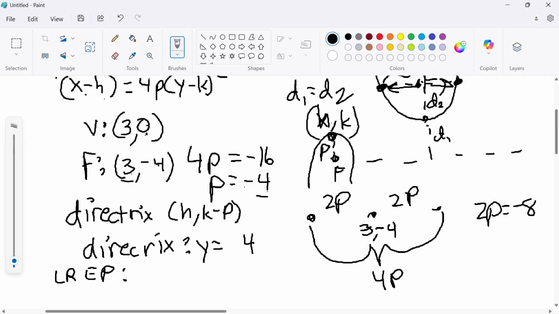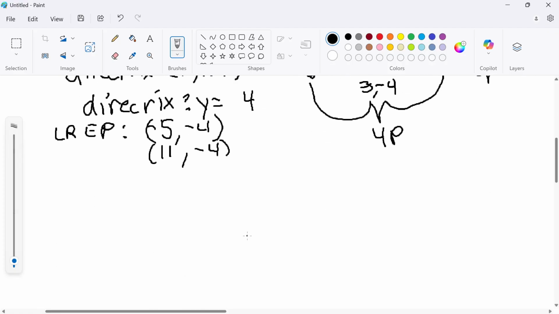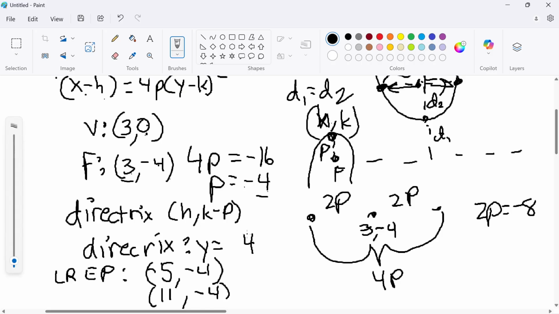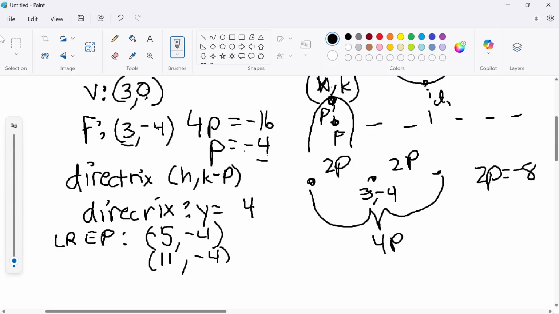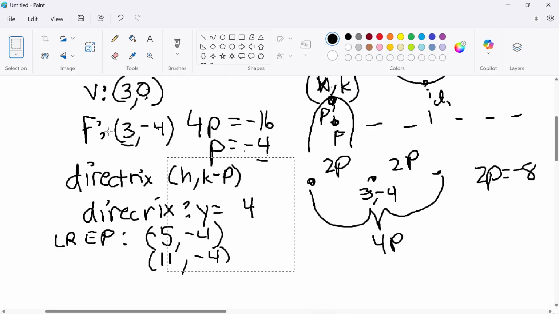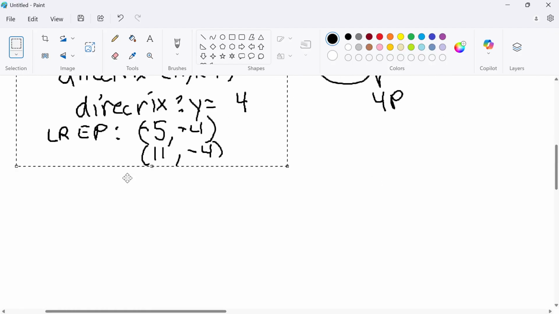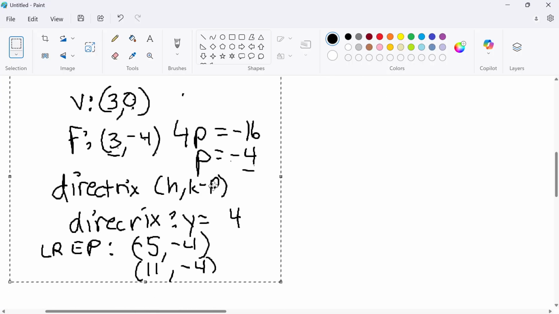So 3 minus 8 is -5, -4. And then 3 minus -8, which is 3 plus 8, is 11, -4. So that's all the features of this thing. And now I want to draw it. So what will I do here? I'm going to copy this and move it down so I have some room next to it so I can draw the parabola.